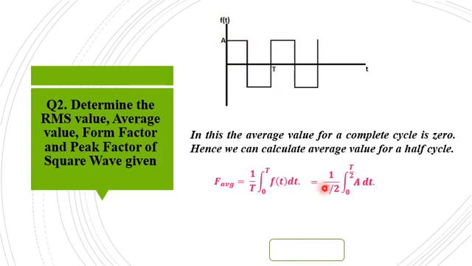So we will be getting it as 1 by T by 2 integral 0 to T by 2, in that interval f of t value, that is A, dt. A is a constant, taking it outside, and the integral of dt is t. We will be getting f average as 2A by T into t, limits 0 to T by 2. Applying the limits, we will be getting the average value as A.